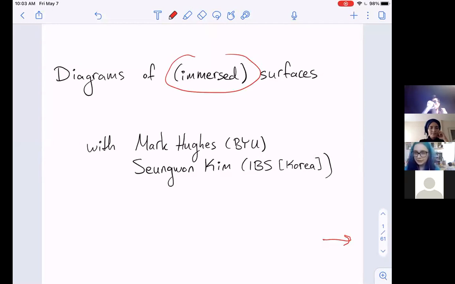This is joint with Mark Hughes, who's a professor at Brigham Young, and Sungwa Kim, who's a postdoc at the Institute for Basic Science in Korea. So there's just like 24-hour time zones of conversation, which is very fun.